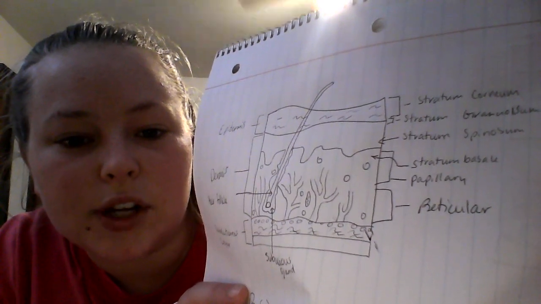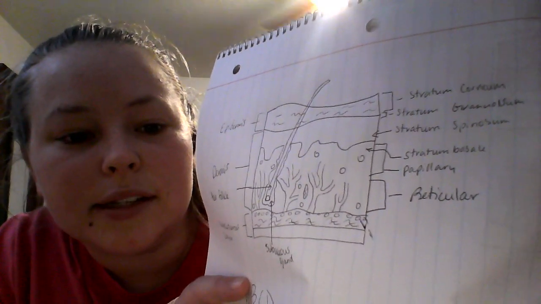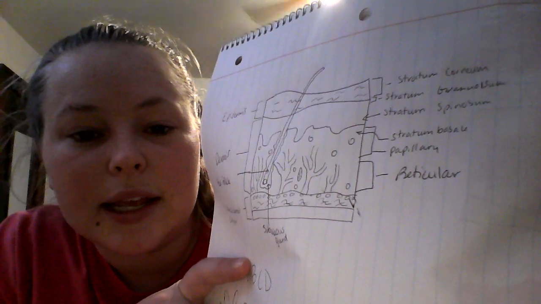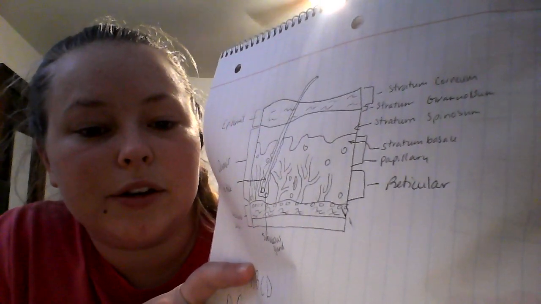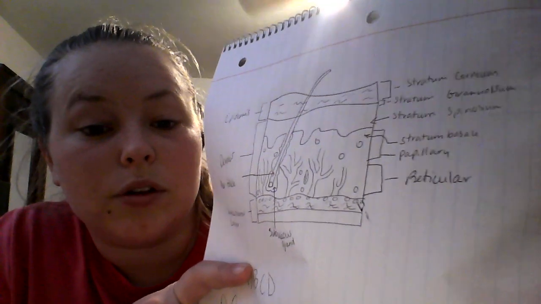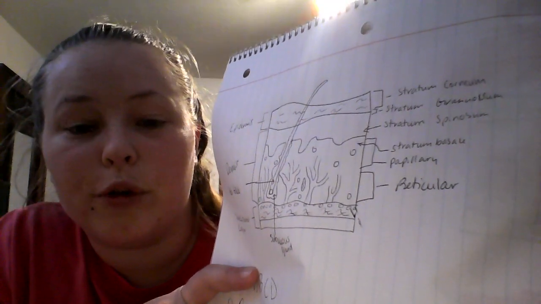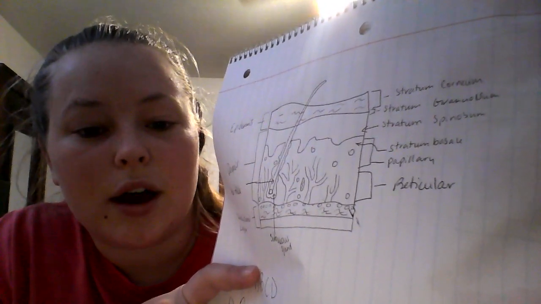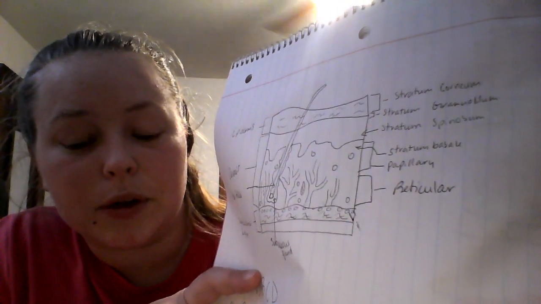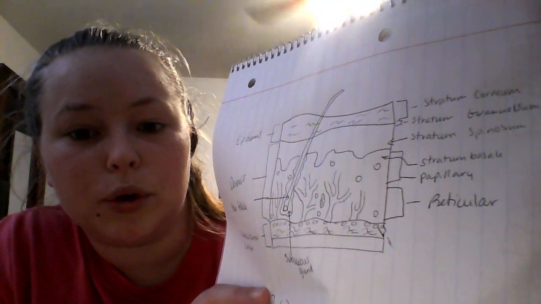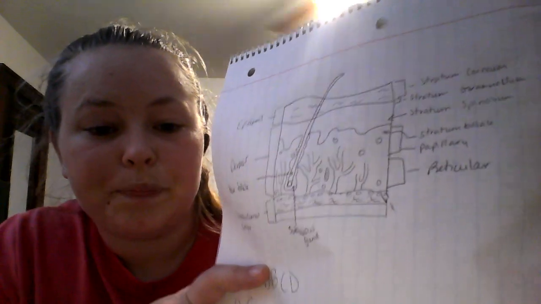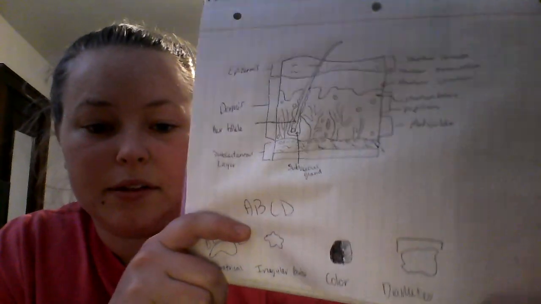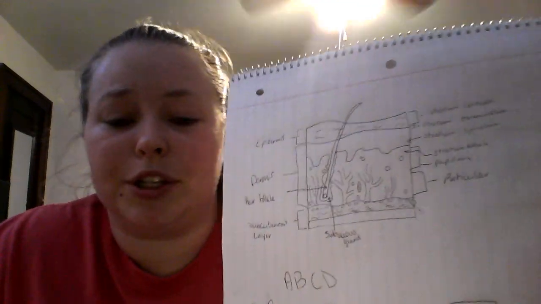And then the stratum corneum is the skin's outermost layer, and it prevents unwanted material from entering. The stratum granulosum helps form a waterproof barrier to prevent fluid loss. And then the stratum spinosum is partially responsible for the skin's strength and flexibility. And then the stratum basale is basically the attachment of the epidermis to the dermis.